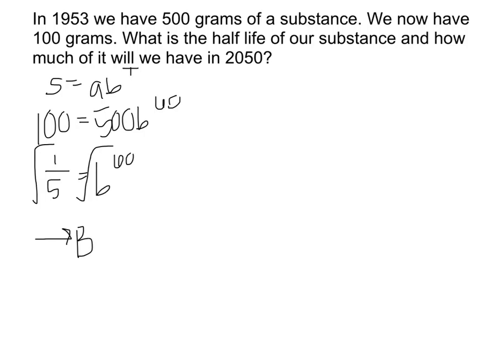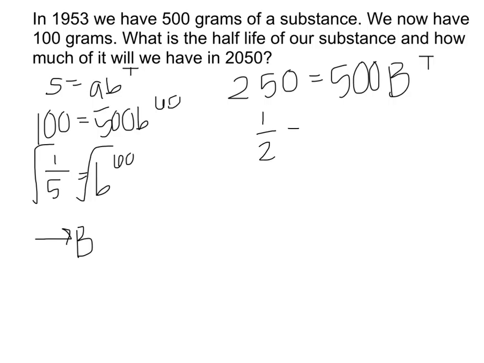Okay, and then we know the half-life. We have 500 grams when it's at full life. Half-life would be 250 grams because we're going to take 500 and divide it by 2. So then we're going to take that, and we still know our initial value as 500. And we're going to put in big B to the T. From here, we are going to divide by 500, and we're going to get 1/2 is equal to B^T. Okay, so we don't know what T is, so we're going to solve for T.